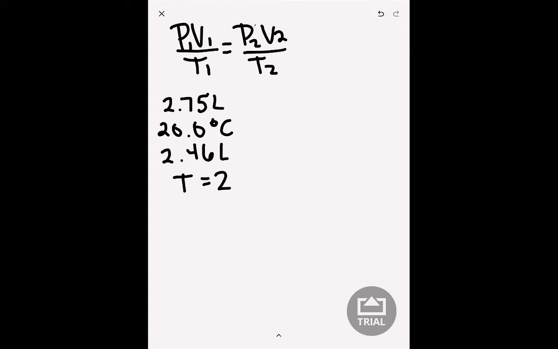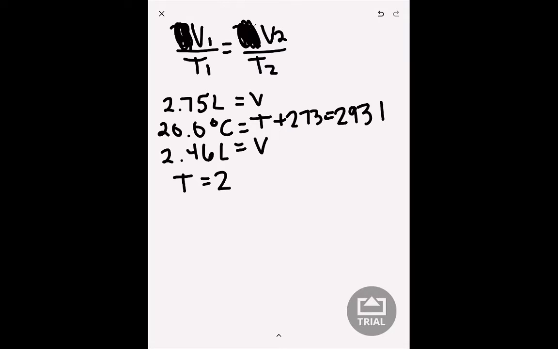Okay, so you can see liters is going to be a volume. And then Celsius is going to be a temperature, so we don't need pressure here. Okay, so then we have V1 over T1 equals V2 over T2. Another thing you see here is we're going to have to change the Celsius to Kelvin, so we're going to add 273, which gives us 293 Kelvin.